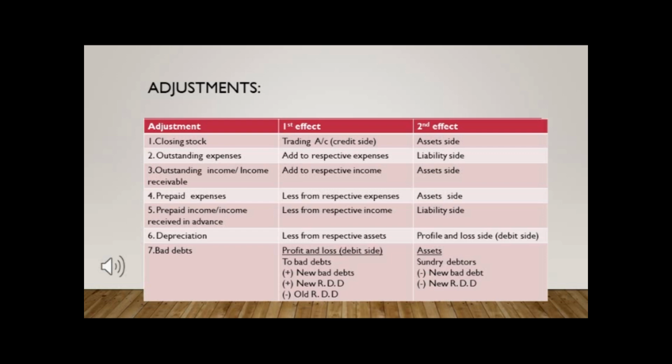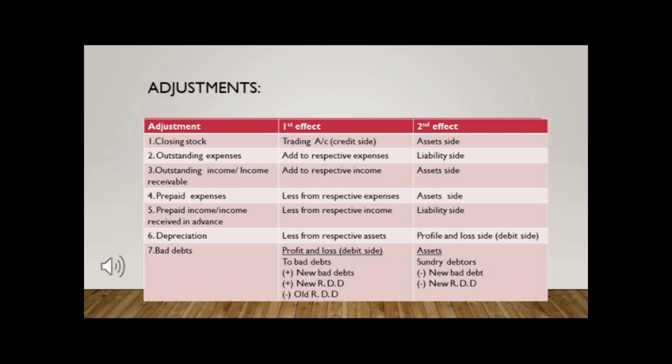Number 7, bad debts. Bad debt adjustment is related to profit and loss account and balance sheet asset side. Now let us first see here asset side, sundry debtor. Already this we are going to copy from trial balance. Now new bad debt, that is given to you in the adjustment. So first we will subtract new bad debt from sundry debtor, and from this amount we will calculate new RDD if they have given in percentage. We will subtract this and we will bring the amount in outer column.